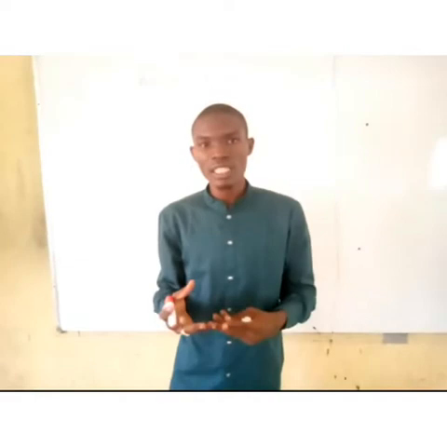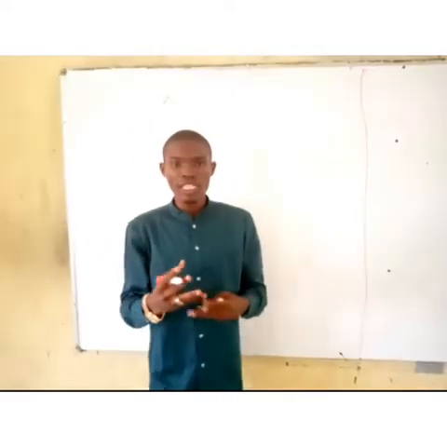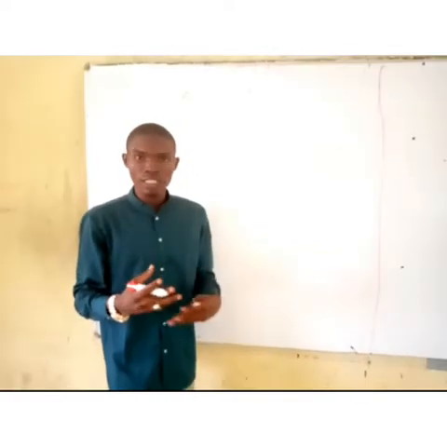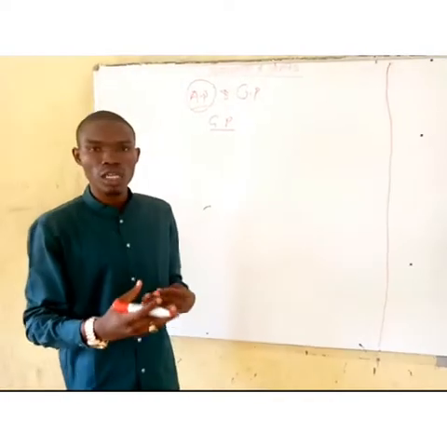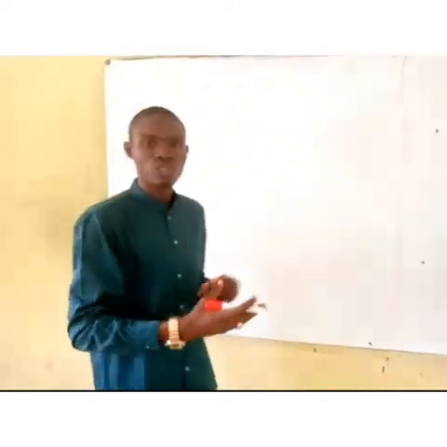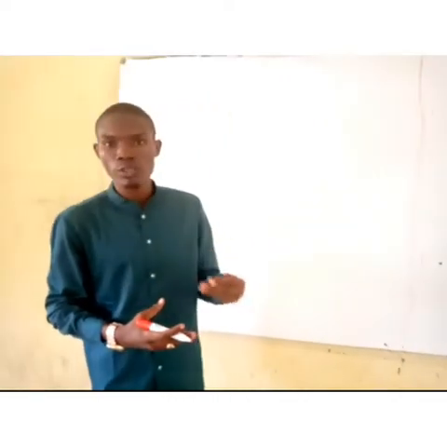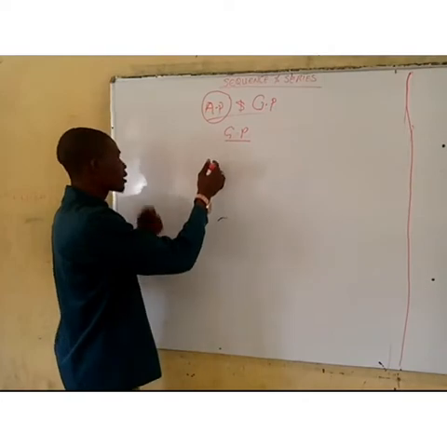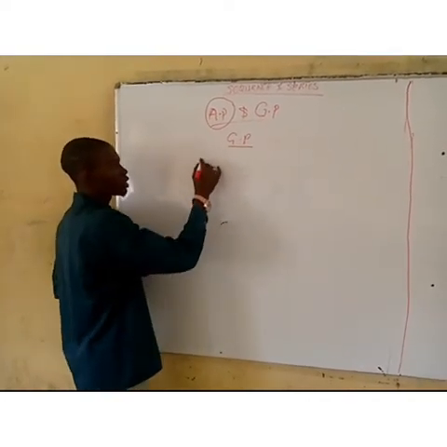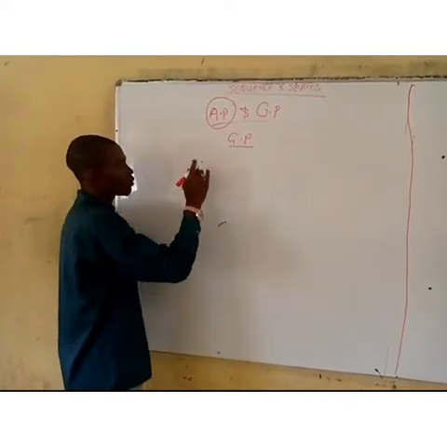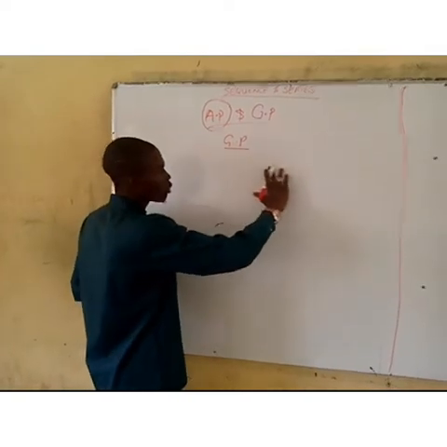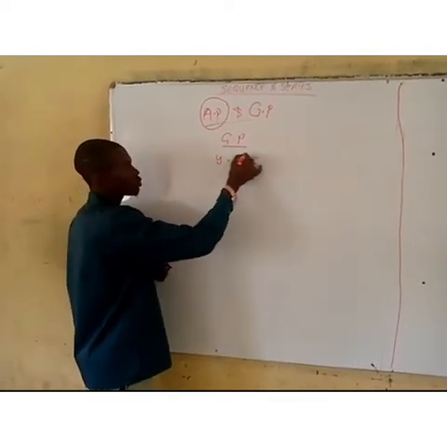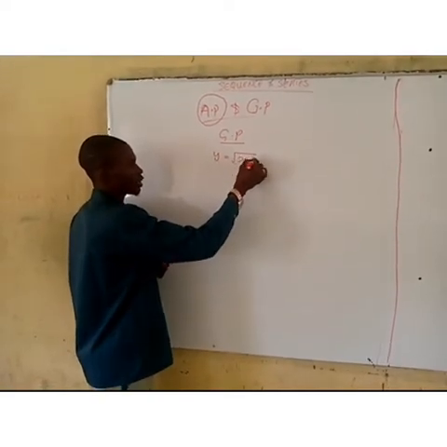In the previous class, we were told how to detect whether something is an arithmetic progression. So today we are going to tell you how you will know that this is a geometric progression before you solve it geometrically or arithmetically. So now, in geometric progression, for a progression to be geometric, it must obey this rule: y is equal to the square root of xz.